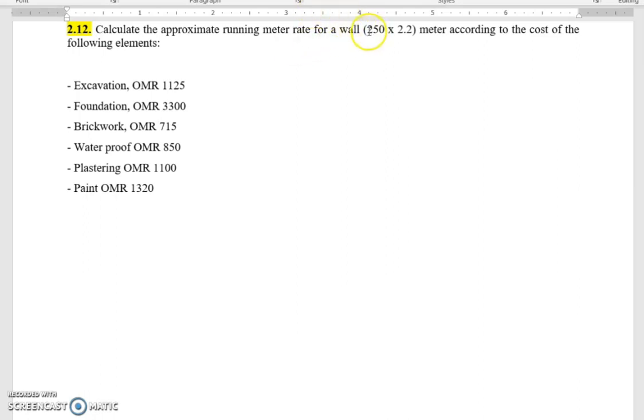Now the question is a little bit tricky because we have two dimensions here. 250 means the length of the wall, and 2.2 is the height of the wall. So what do you want from here? Most of the students get mistaken by multiplying 250 by 2.2 in order to calculate the square meters or the area of the wall, which is not required in this question.